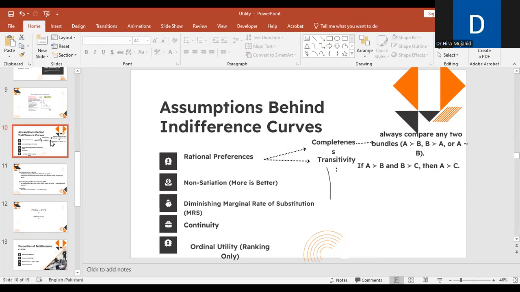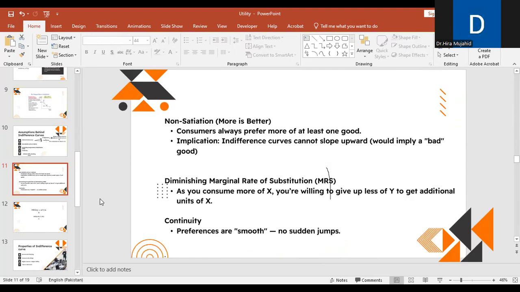He's rational. The second assumption is non-satiation, like more is better. He wants more. And the third one is diminishing marginal rate of substitution. When he moves on, he has to substitute the goods in order to maintain the level of satisfaction. Then there is continuity, and continuity means it is never ending. It will continue, and ordinal utility means he can rank things. Non-satiation is more is better: the consumer always prefers more of at least one good.